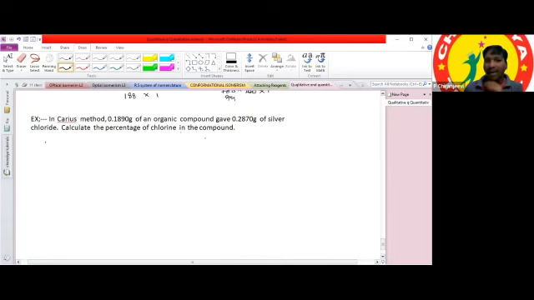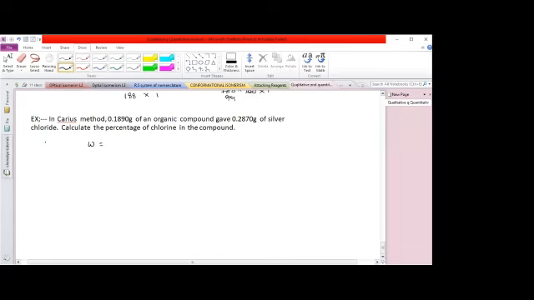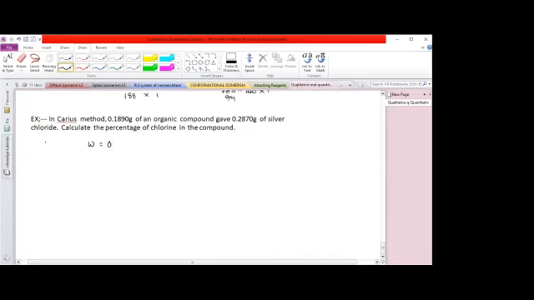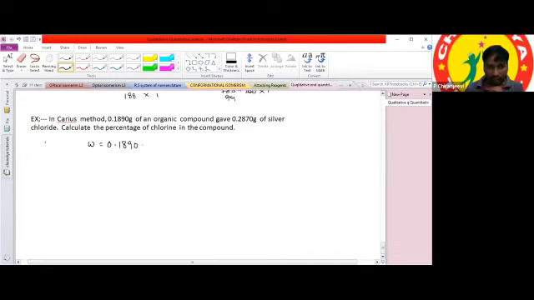First of all, shall we write the data, ma? What is the weight of the organic compound? That means W. How much organic compound they had taken in the reaction? Make it fast. We'll discuss another concept also. 0.189 grams. Okay, 0.1890 grams of the organic compound they had taken.